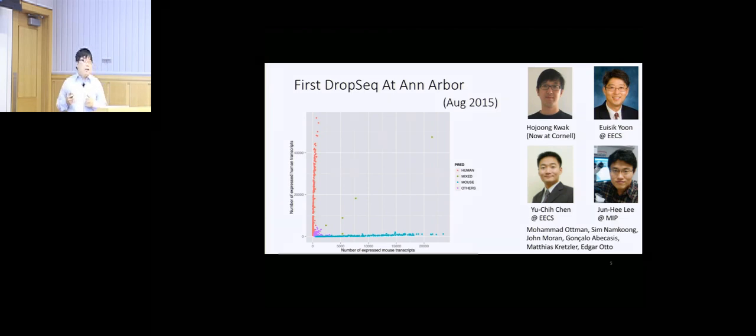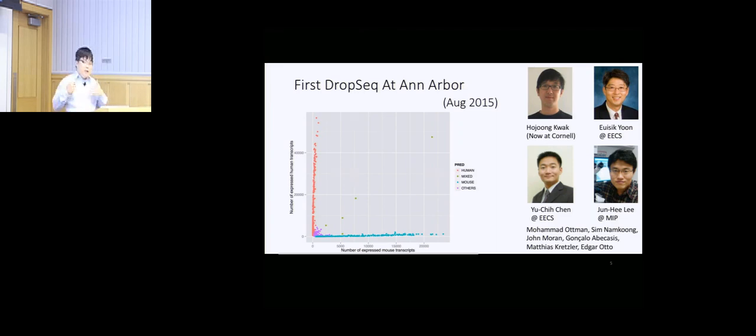So they fabricated the device, and Junhee Lee and I set up a Drop-seq wet lab with small equipment, and Hojun Kwak, who did actually all the work, he's now at Cornell, did a lot of work to make the Drop-seq happen in Ann Arbor within a very short period of time. And since then, we have a lot of collaboration, including Mohamed Othman on the human retina sequencing, and with Gonzalo Abacus and Matthias Kreisler and Edgar Otto, who is doing the kidney single cell sequencing.